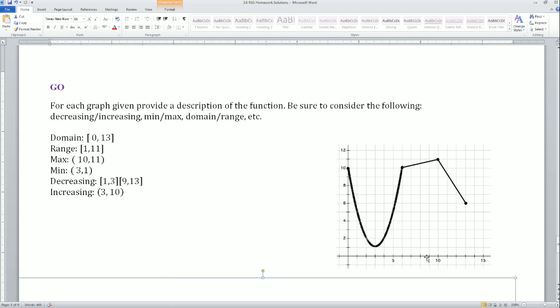The domain is closed at 0 and goes all the way to 13. The range is its smallest y value, which is 1, all the way up to 11. The max would be here at 10, 11. The minimum here would be at 3, 1. It's decreasing here, and here it is going up from 3 all the way up to 10. That's an increase, and that's also an increase as well.